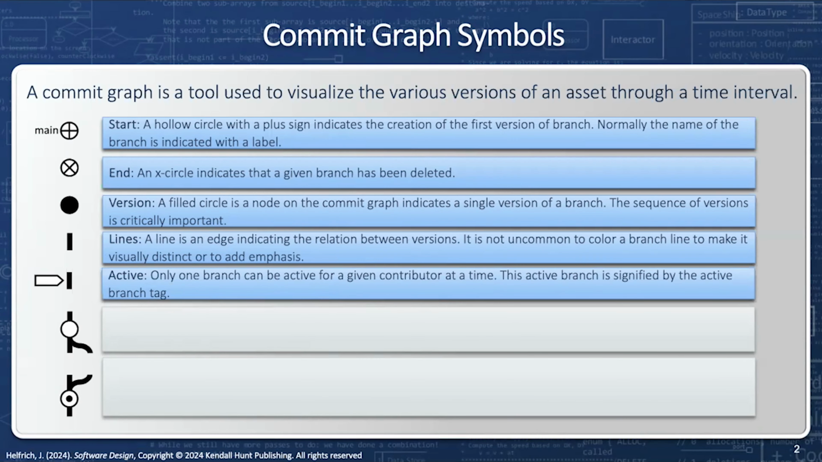We can indicate a given branch is active with a little tab symbol. Only one branch can be active for a given moment in time. This active branch is signified by the active branch tag.